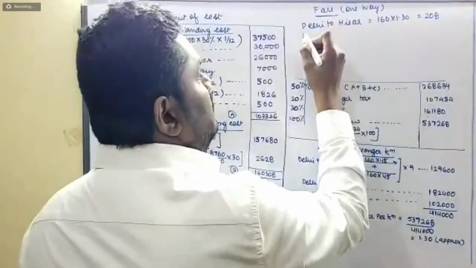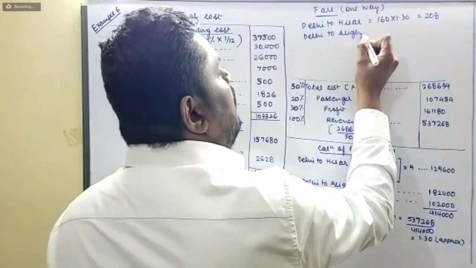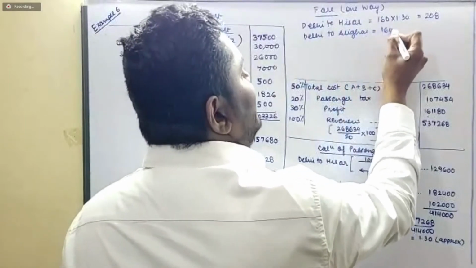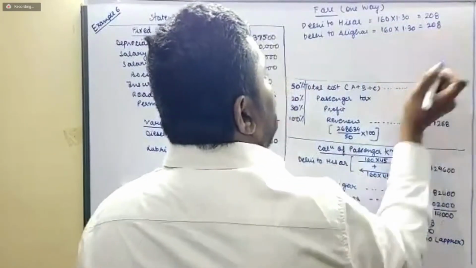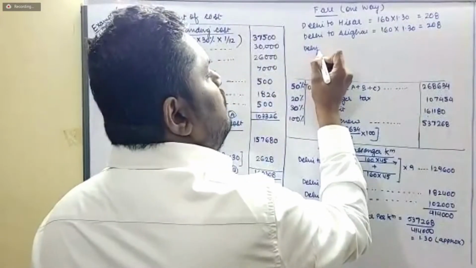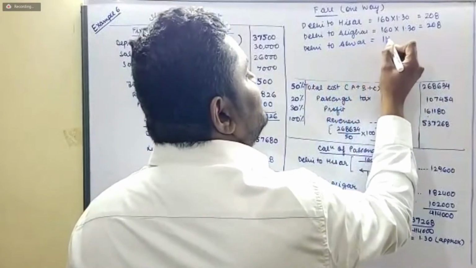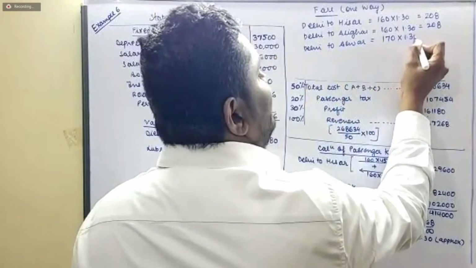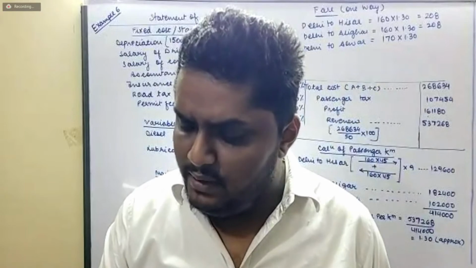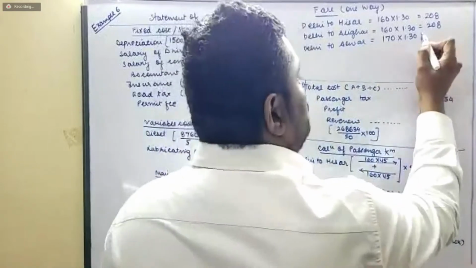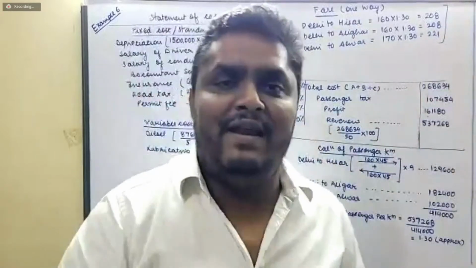Similarly, for Delhi to Aligarh also, the distance traveled is 160 only. So 160 into 1.30, that is also 208. And Delhi to Alwar, the distance traveled is 170 into the fare per passenger per kilometer, 1 rupee 30 paisa. So 170 into 1.30, that is 221. So this is the final answer, guys.